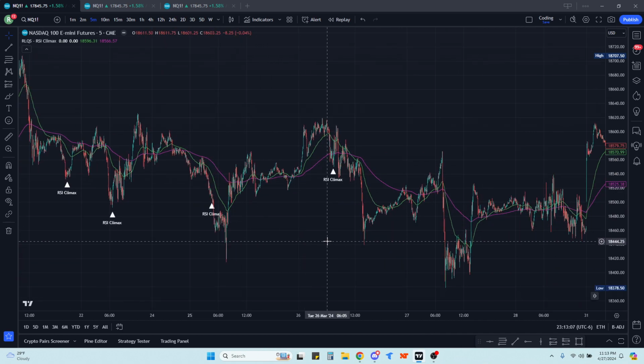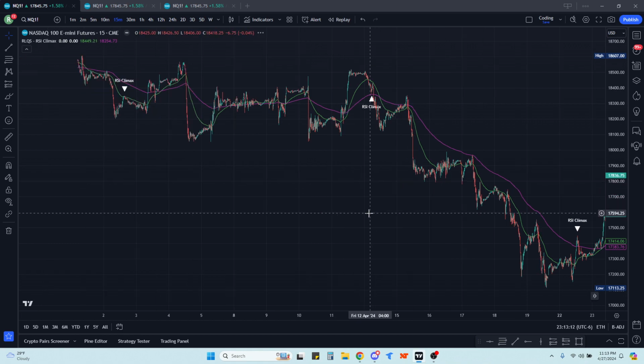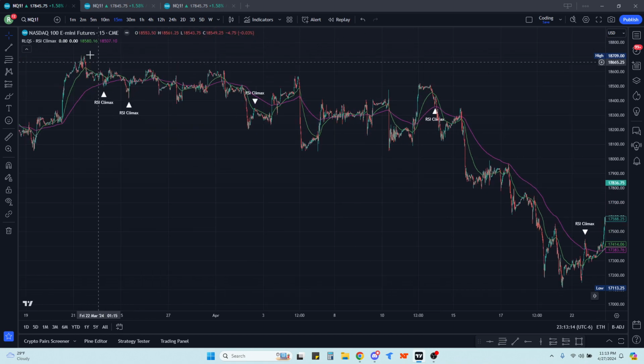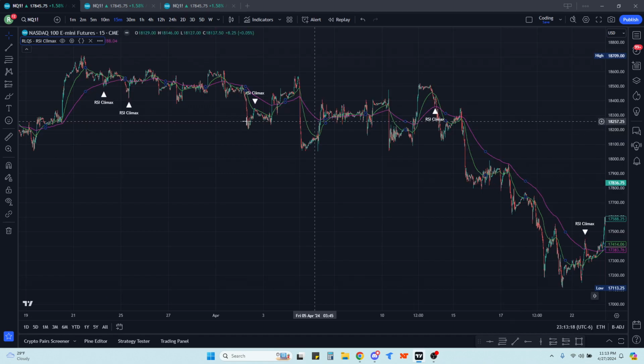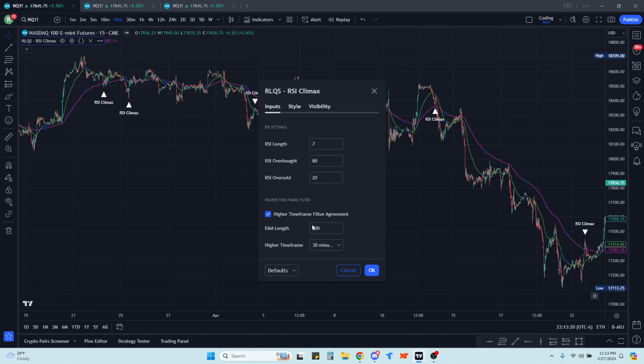The 200 EMA is a really good target, as you can tell. But you can use it on all time frames. The settings should be the same. You don't need to really change anything unless you are changing your trend filter here.